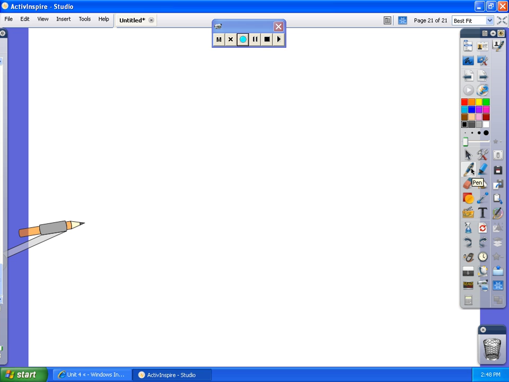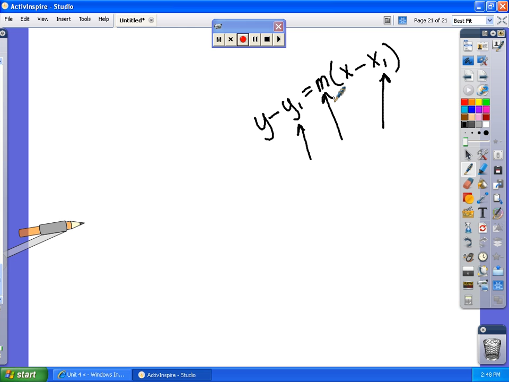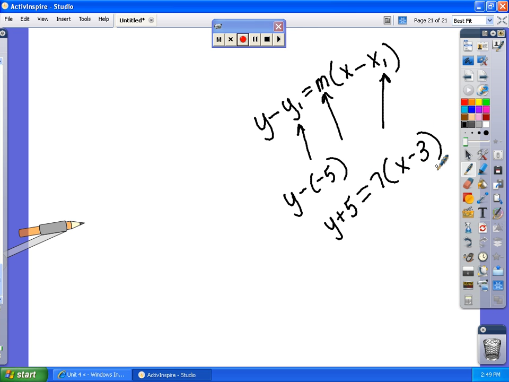Number 4. Remember that this one's a pretty easy one because we know that this right here is the form for point-slope form. So all you're going to do is plug in the point you know and the slope. The only thing that's a little bit tricky is when you have y minus a negative 5, you get y plus 5, which equals the slope of 7 times x minus 3. And this is choice letter F.